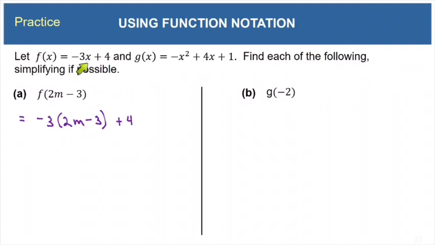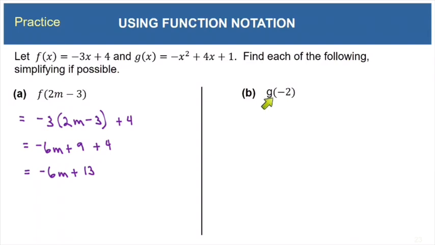Negative 3 times x becomes negative 3 times this stuff. So now if I distribute the negative 3, I'll have negative 6m plus 9. Don't forget the plus 4 out here. And then combining like terms, 9 plus 4 is 13. So we're going to end up with negative 6m plus 13.